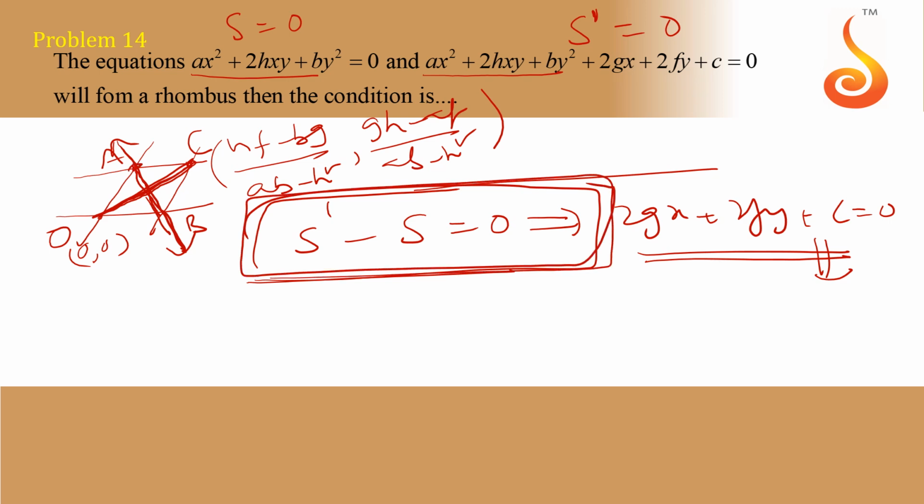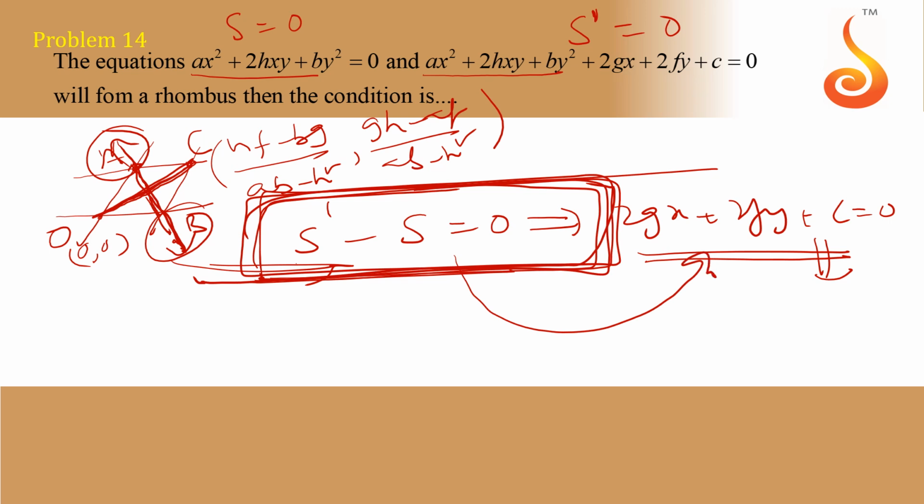If I substitute A in this equation S dash minus S, A satisfies both S dash and S. So S dash will become 0, S will become 0. Means for this new equation, point A and point B will be satisfied. So this is the equation A and B will satisfy. But I came to know that it's a straight line. So it must be the straight line. Satisfying A and B means it must be the equation of AB. That is nothing but the other diagonal.